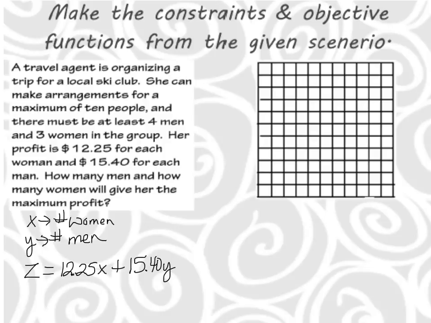So looking at the constraints, it says that she can have a maximum of 10 people. So all of the women and all the men together cannot get greater than 10. So the constraint for that would be X plus Y has to stay less than or equal to 10. All right, the next constraint says there must be at least 4 men. Okay, so Y is men, so I have to have at least 4, so that's Y greater than or equal to 4. And at least 3 women, so that's X greater than or equal to 3.